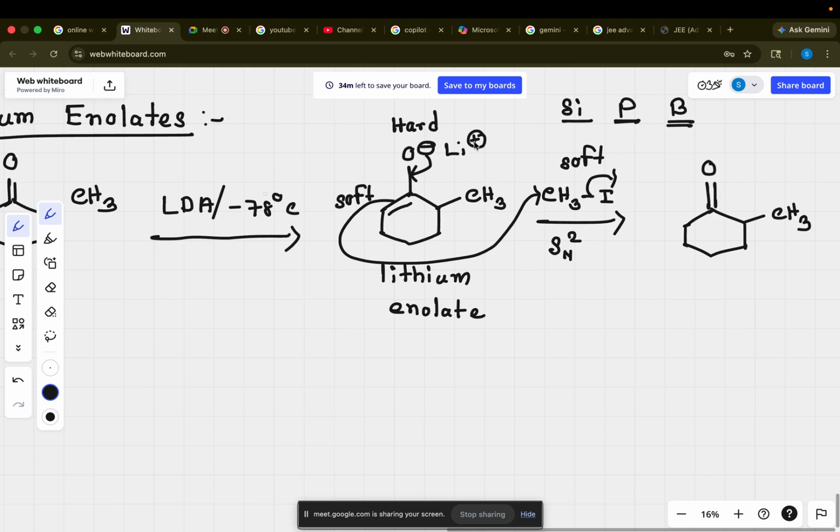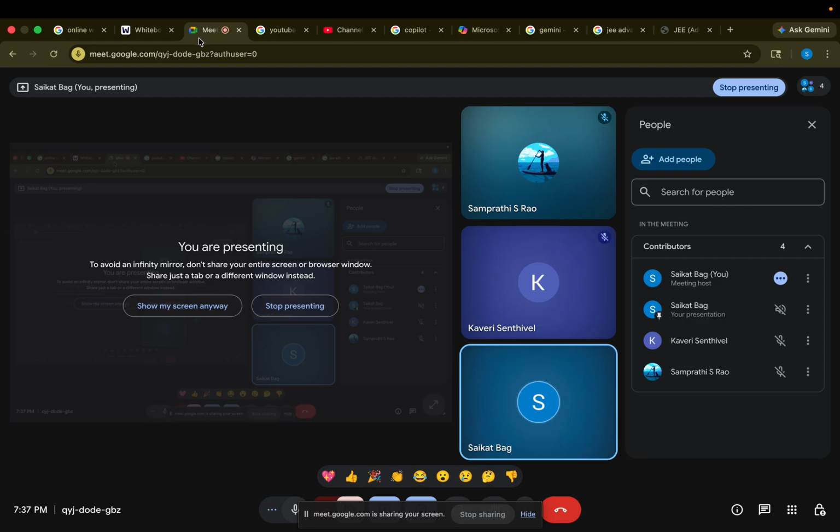Yes, sir. O minus will directly attack only if you have silicon, phosphorus, boron. These are basically hard centers. But if you have this kind of enolate, keep in mind that if you have to form a carbon-carbon bond, it will always attack from this soft center. Clear?